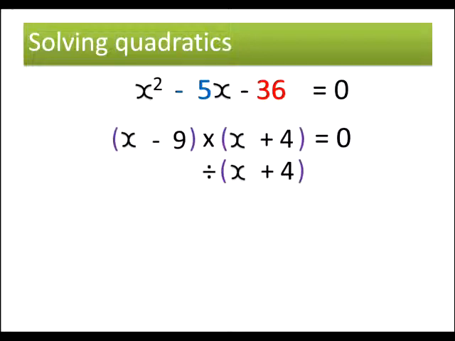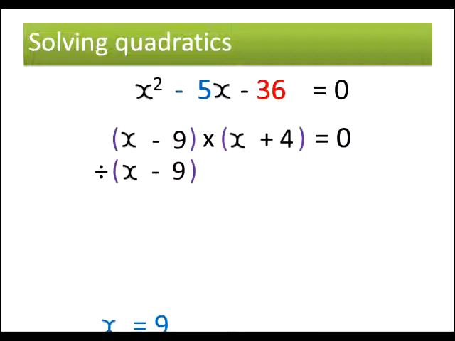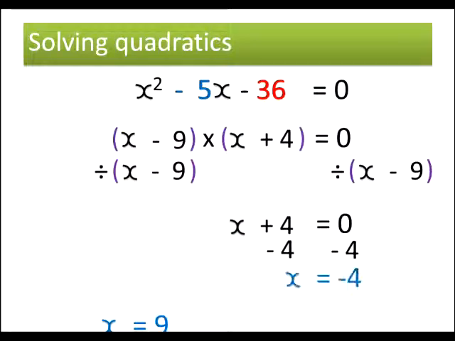So to get rid of the one on the right, we have to divide by that bracket. What we do to one side, we do to the other, leaving us with x minus 9 equals 0. I like to remove the brackets at this stage because it just makes it look more complicated if they're there. So add 9 to both sides, or x minus 9 is 0. Of course the answer is 9. Do the same by removing the other bracket, leaving me with x plus 4 equals 0. So the answer for this one must be minus 4.